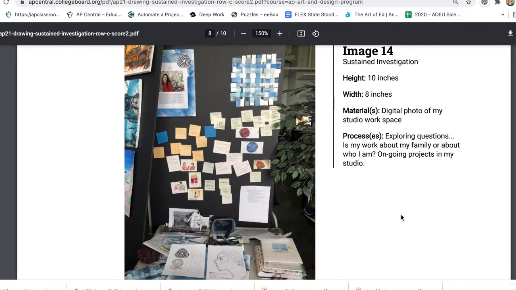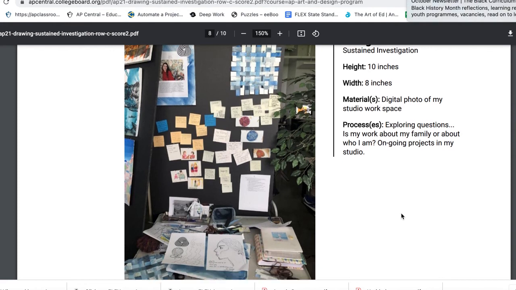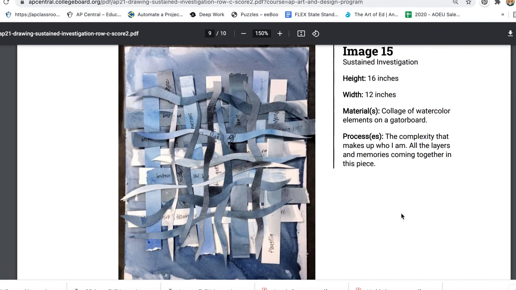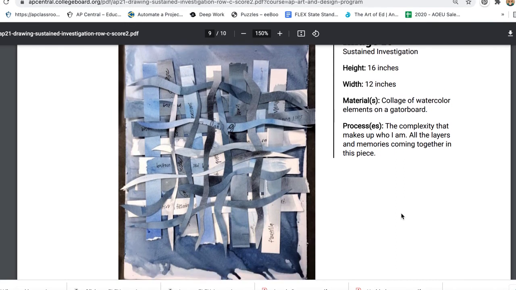Image 14. Exploring questions. Is my work about my family or about who I am? Ongoing projects in my studio. Image 15. The complexity that makes up who I am. All the layers and memories coming together in this piece.